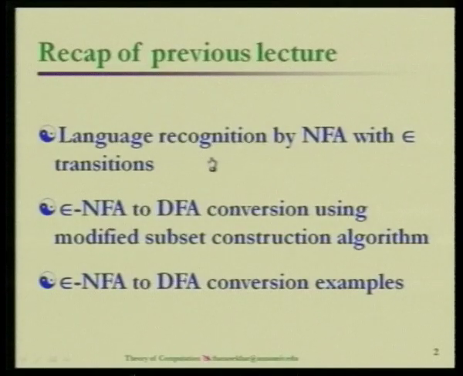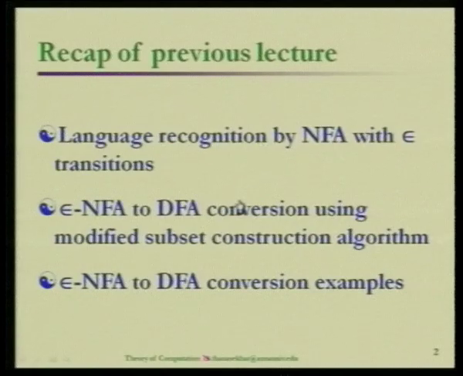The reason why it is becoming an NFA is that whenever there is an epsilon transition, it will create ambiguity in the language recognition. So, definitely it is going to be a non-deterministic finite automata, not a deterministic finite automata. Now the question is how the languages are recognized by the NFAs with epsilon transitions. That is the first topic we had seen in the previous lecture.